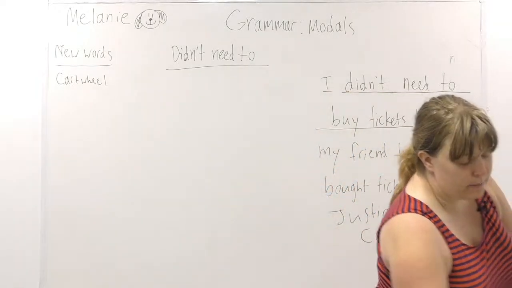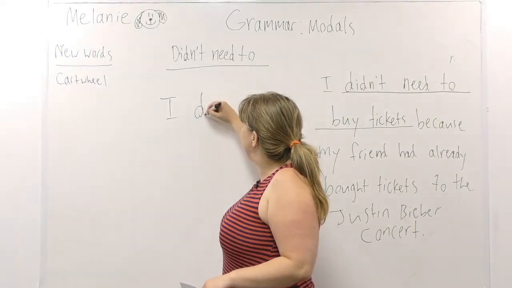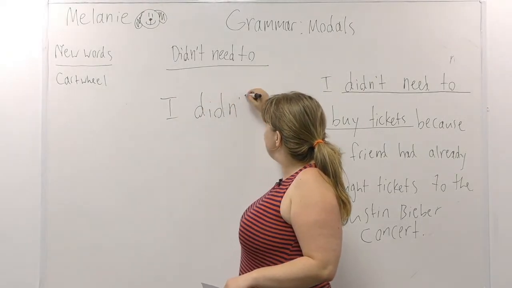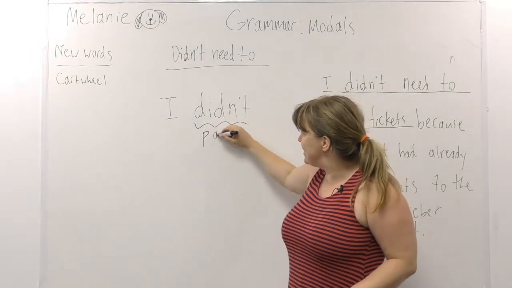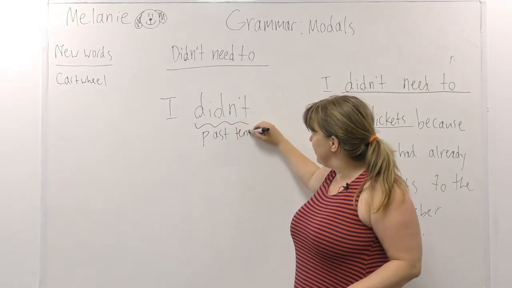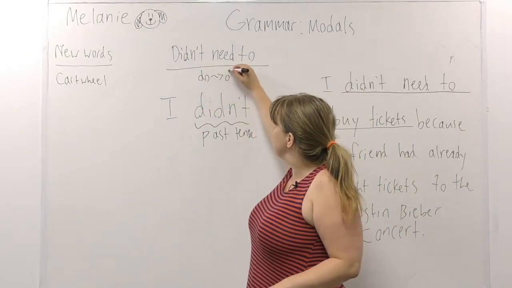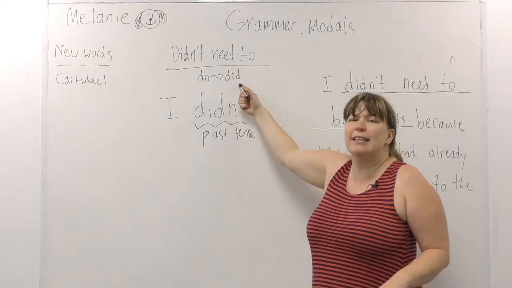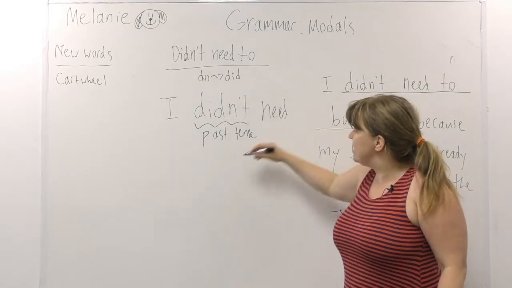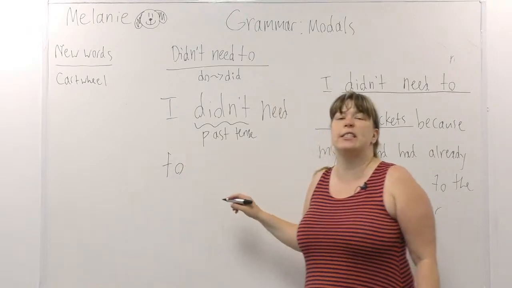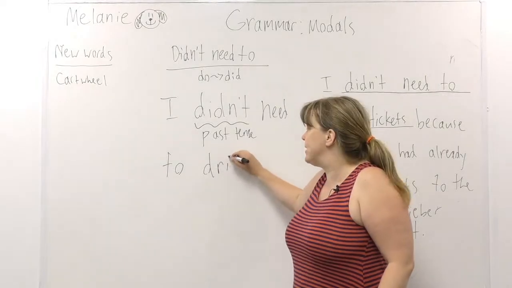Okay, so let's say, I didn't. So this is past tense. So remember, because did, the past tense of do becomes did. So did is already in past tense. I didn't need to, let's see. I didn't need to drive to work today.